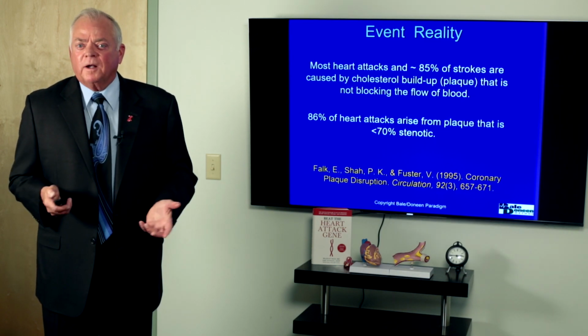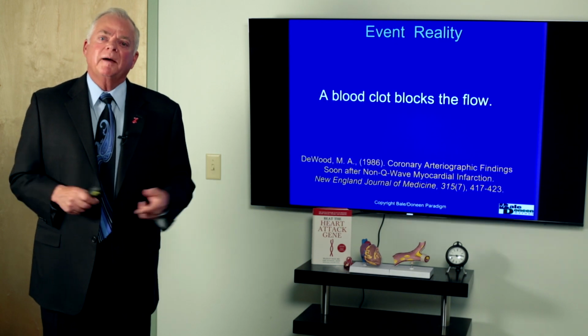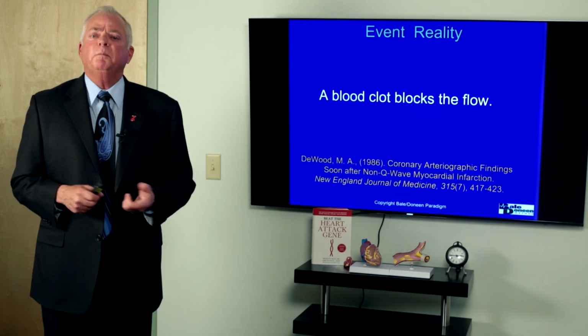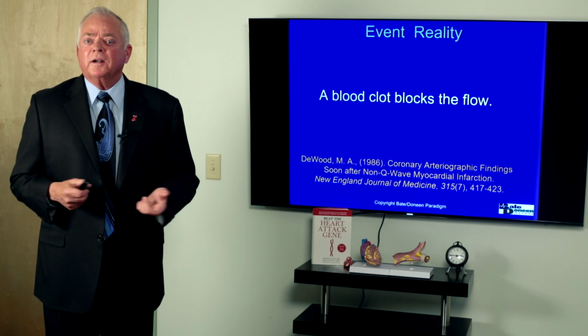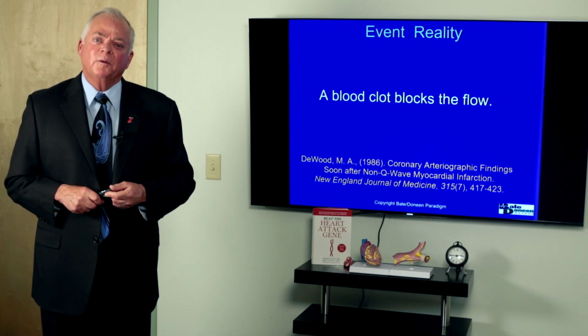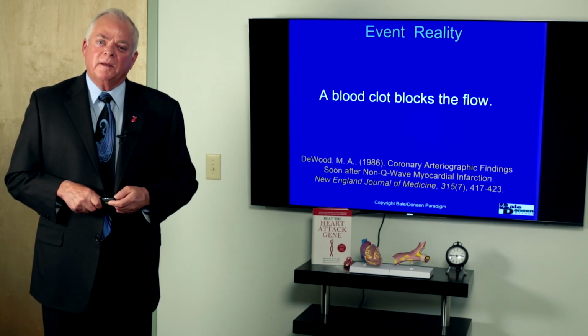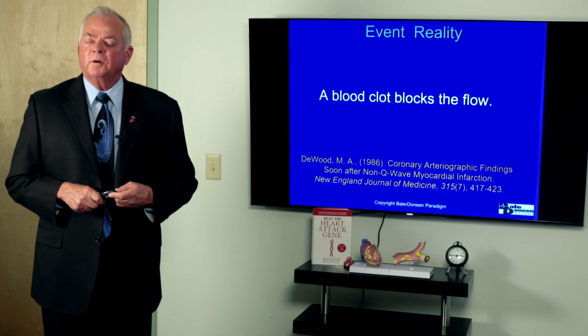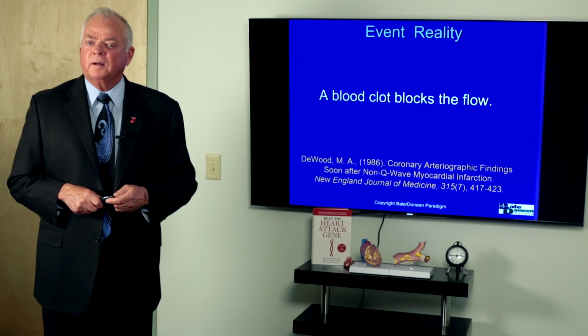So what does block the flow of blood? Well, we've known that for 32 years. It's a blood clot. Dr. Marcus DeWood published that in New England Journal of Medicine. It's a clot that blocks the flow of blood, not the cholesterol buildup.